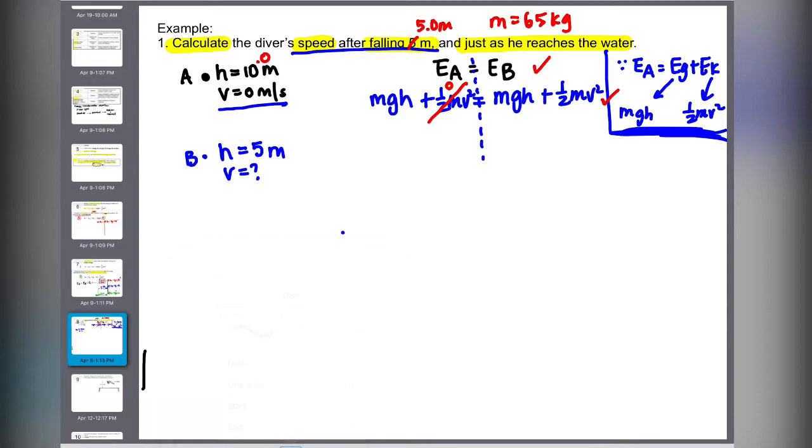So now I'm going to plug in my mass and everything. The mass is 65. G is 9.8. And the height, I just go back to here, the height is 10. It has to equal 65 times 9.8 times 5, adding 1/2 times mass 65 times v squared. I don't know what V is, so I'm going to leave that as an unknown. So expand it out, solve for it.